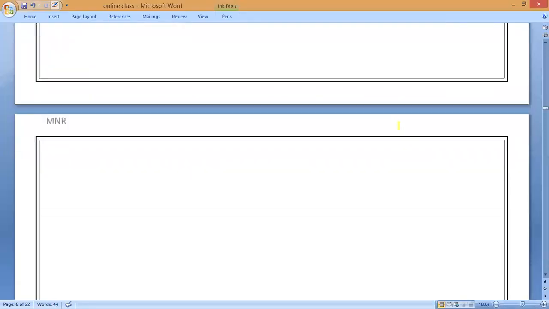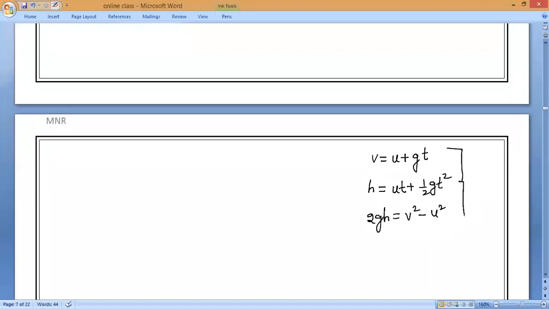We all know that for free fall we have three equations. So can anybody tell me what the equations are? First equation, v = u + gt. Second equation, h = ut + ½gt². Third equation, 2gh = v² − u². This is what we call the free fall equations, which we studied long back.